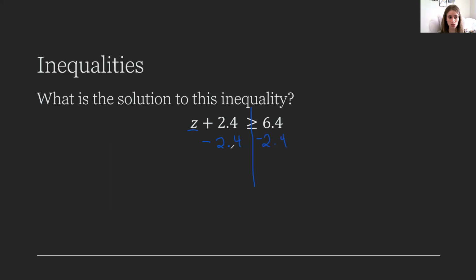2 4/10 minus 2 4/10 is 0. We're just left with z. And then over here, you may need to line up and do the subtraction here. So 4 minus 4 is 0. You bring that decimal point straight down. 6 minus 2 is 4. So 4 0/10, which is the same thing as 4. And ooh, I just made a little mistake. Out of habit, I put an equal sign. But we have an inequality there. So just like I have to be careful, you guys do too. Always double check your work to make sure the proper sign is in your answer.